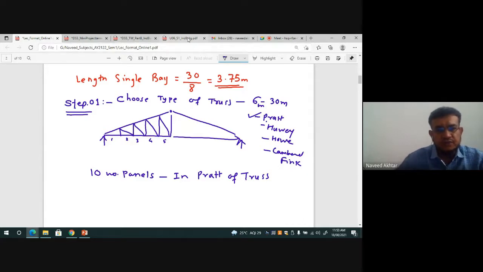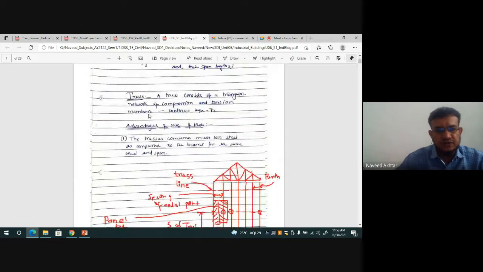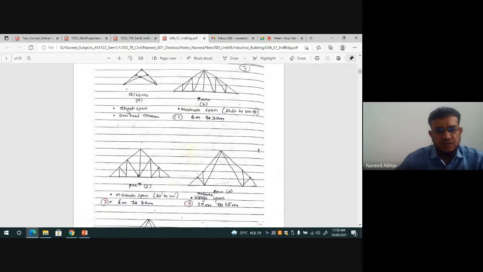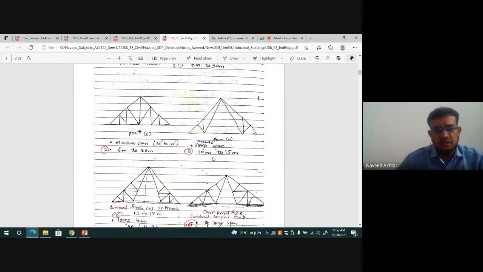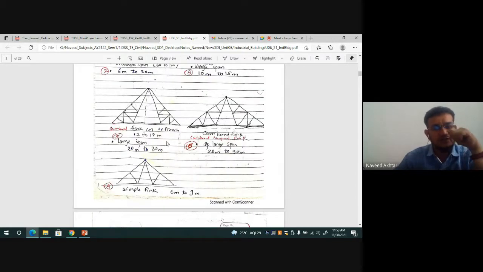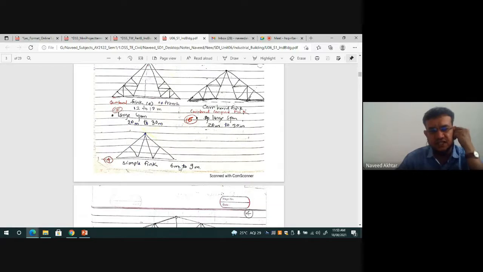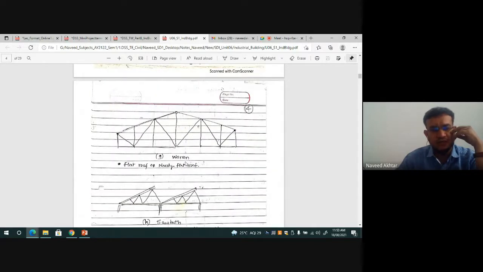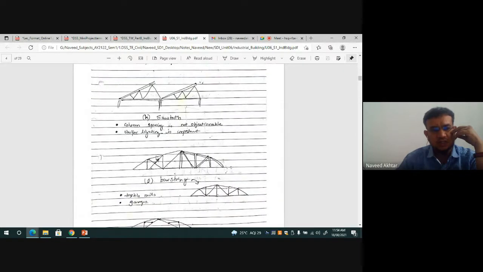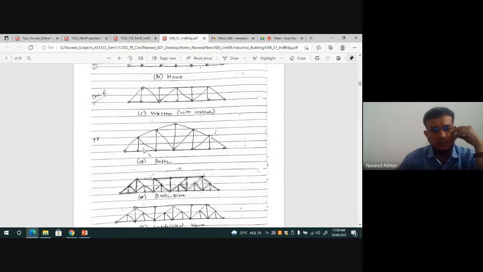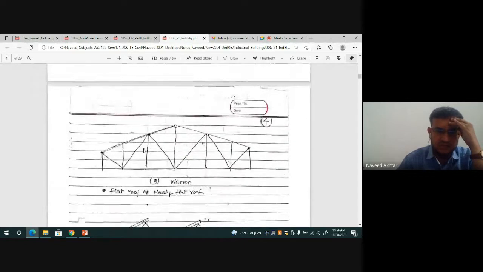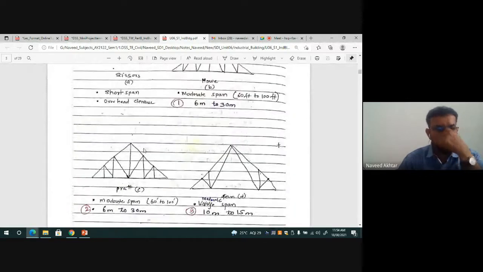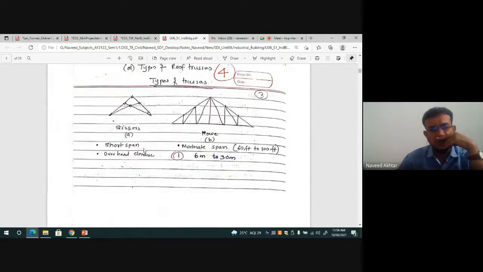Different types of trusses are there. Based on the type, you can see the scissor truss, 6 meters to 30 meters; the Pratt truss, 6 meters to 30 meters; the fink truss, 10 meters to 15 meters; the pin or cambered type of truss between 20 and 30 meters; the simple type, 6 meters to 9 meters span; the wind type of truss; then sawtooth. You can go for any type of truss, as per your requirement, as per the location, and as per the span of your trusses.